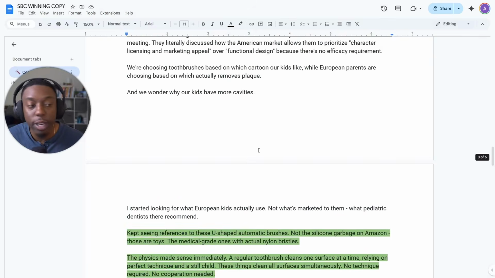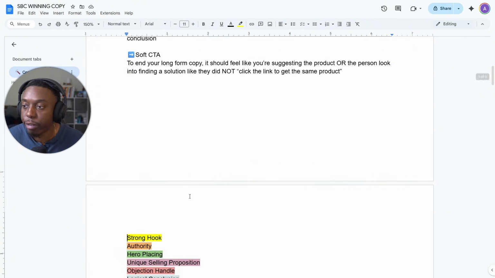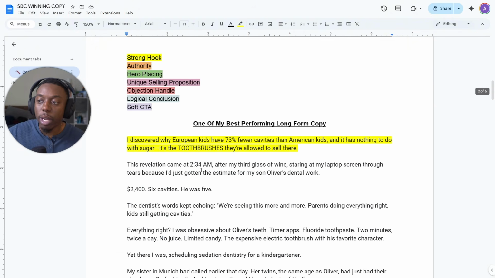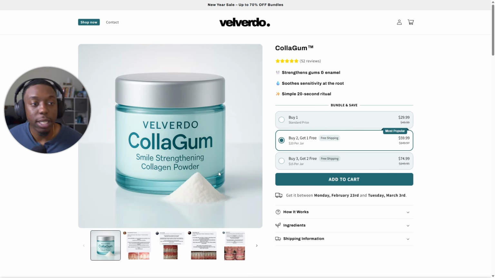So you can feel free to grab this document and read through this yourself. I highlighted every portion of what I was referring to here, so you can see at what point in the story I am referring to the strong hook, the authority, the hero placing, etc. But what I'm going to do now is go through my deep research prompts and start pulling up a ton of data. To write really good copy, it actually starts with deep research.